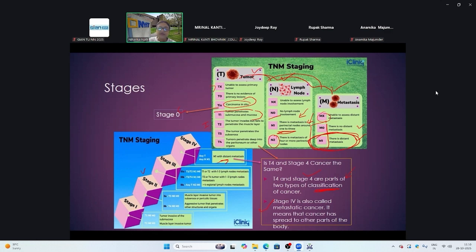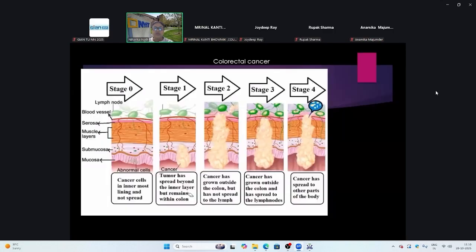So before that, it's M0 everywhere. You see that before that it's M0 in stage 3. In stage 3, what is worrisome is that lymph nodes have been affected. And if lymph nodes are affected, again, it can lead to stage 4. So I hope you're all with me so far.